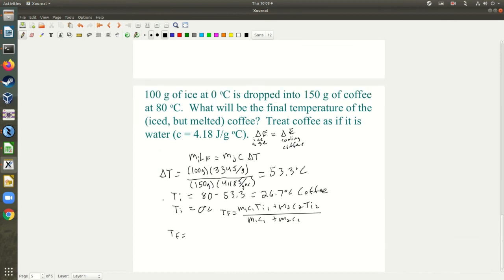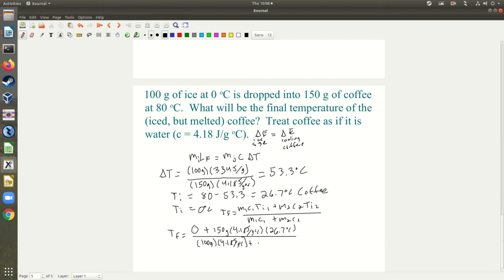So, all right, M1, we'll choose that to be ice. Now, since the initial temperature of ice is 0, I can just put a big fat 0 and I call it good. Woohoo! That was easy. Okay, M2, that's going to be my coffee. That's 150 grams. It is 4.18 because we're treating it as water. And its initial temperature is 26.7 degrees Celsius. Divided by the heat capacity, so that's going to be 100 times 4.18 joules per gram degrees Celsius.